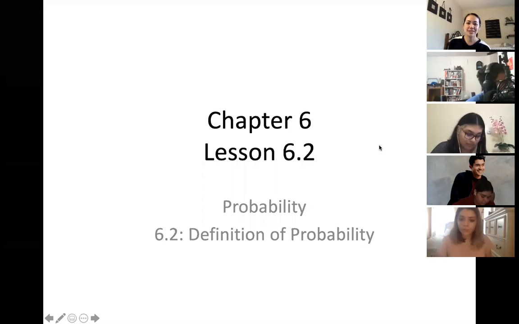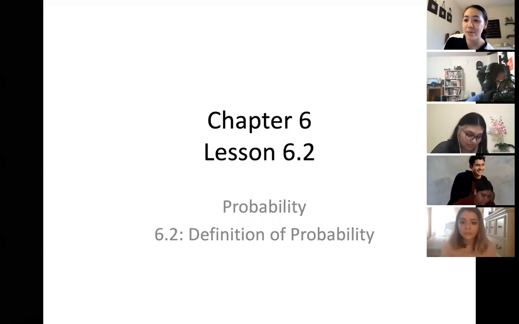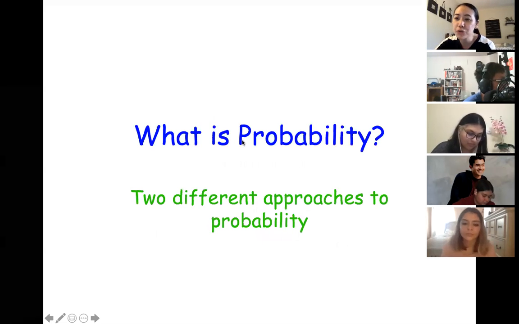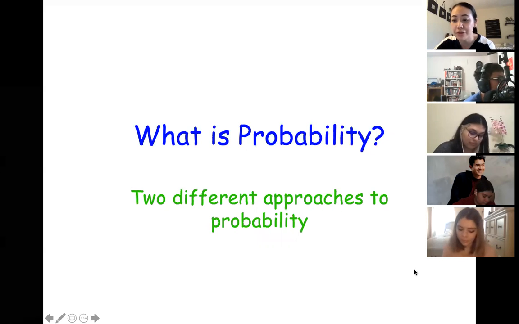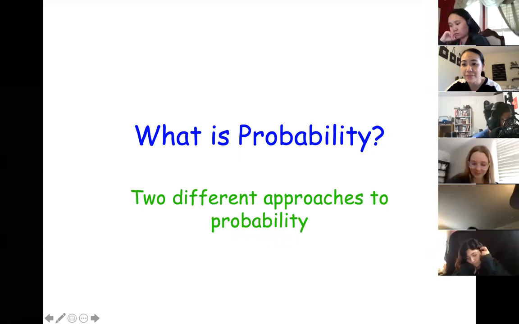All right, so today's lesson, 6.2, we're talking about probability in this entire chapter. And there's actually two approaches to probability we're going to talk about today. Two approaches to probability.